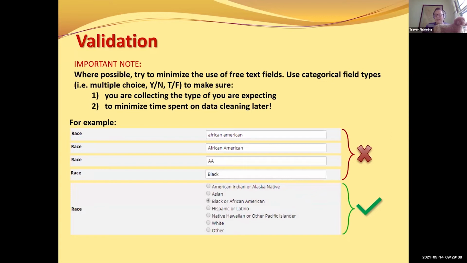A great alternative to that would be to use a radio box right here, where you're forcing whoever is putting the data in to select one of these. And that's going to minimize the amount of errors that you get later on if you had given them a text box. So use these multiple choice boxes when possible.